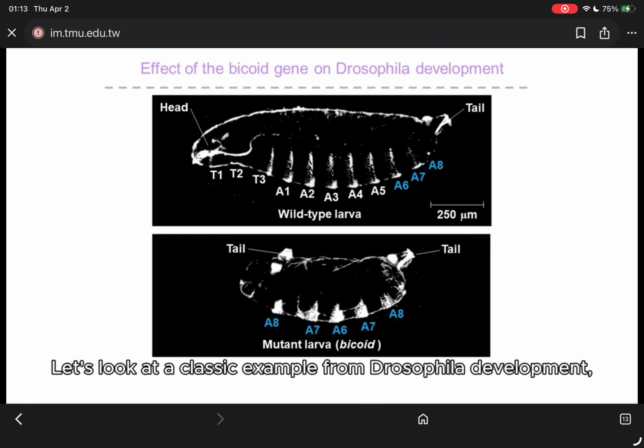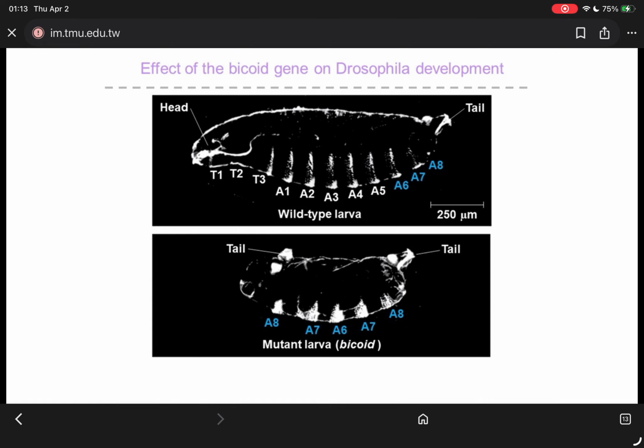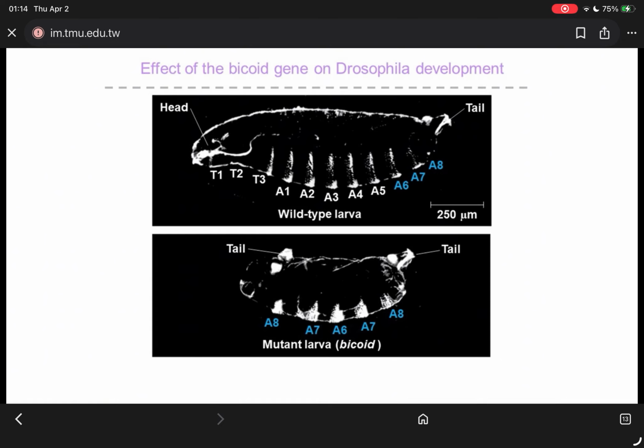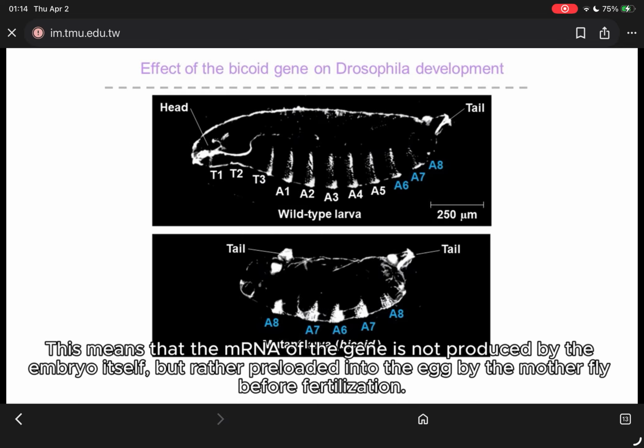Let's look at a classic example from Drosophila development, how the embryo decides which end will become the head and which end will become the tail. Here, the bicoid gene, BCD, plays a central role. Bicoid is what we call a maternal effect gene. This means that the mRNA of the gene is not produced by the embryo itself, but rather preloaded into the egg by the mother fly before fertilization.